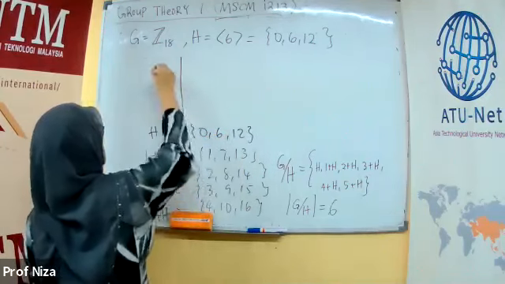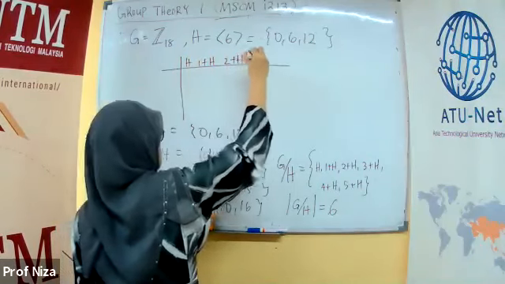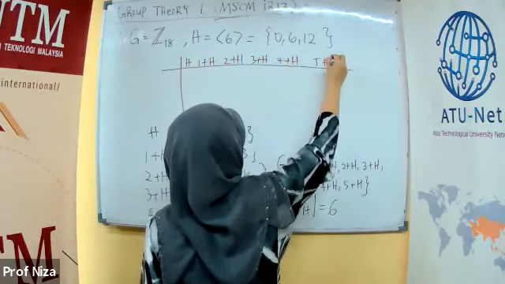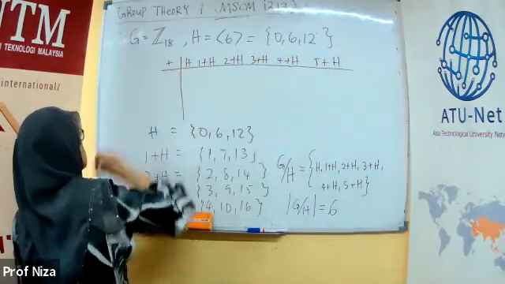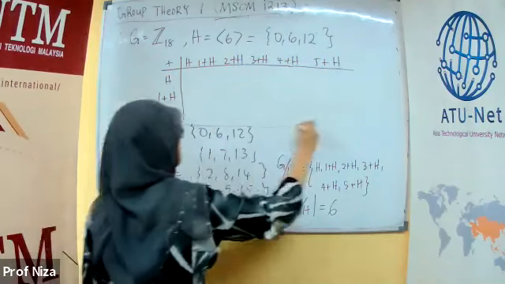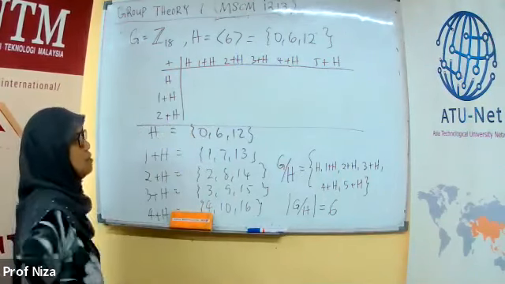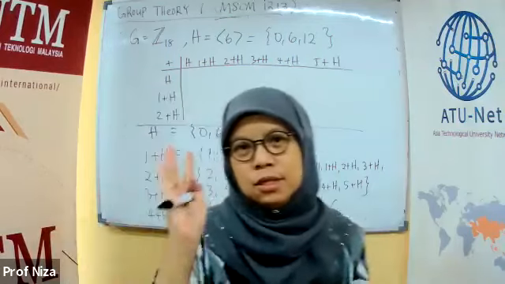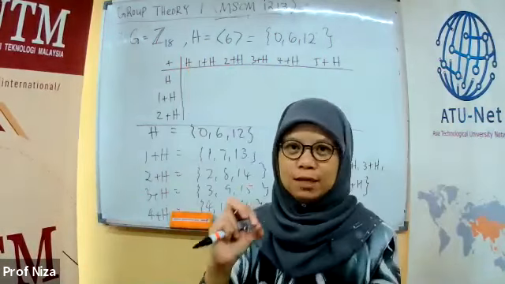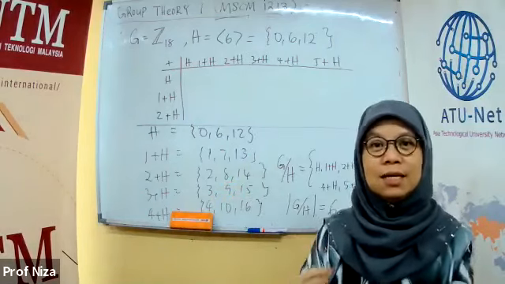okay. The Cayley table will be H, 1 plus H, 2 plus H, 3 plus H, 4 plus H, 5 plus H. And this is a plus, right? H, 1 plus H, plus H, dot, dot, dot. Not enough space. 3, 4, 5. Okay, so 6, 6. Now, you have to think of H as 1, although it has 3 elements. Okay, it is the identity.